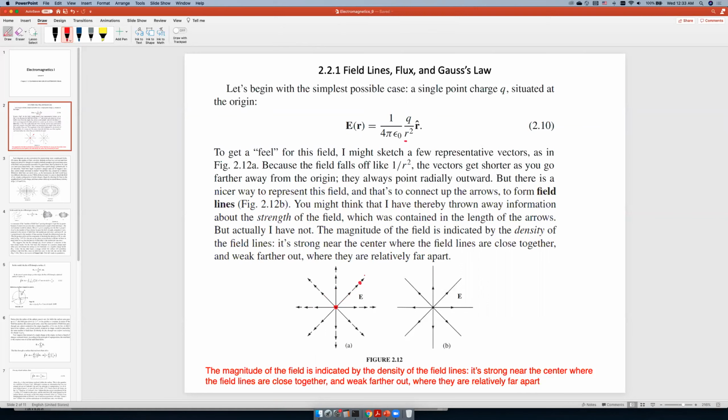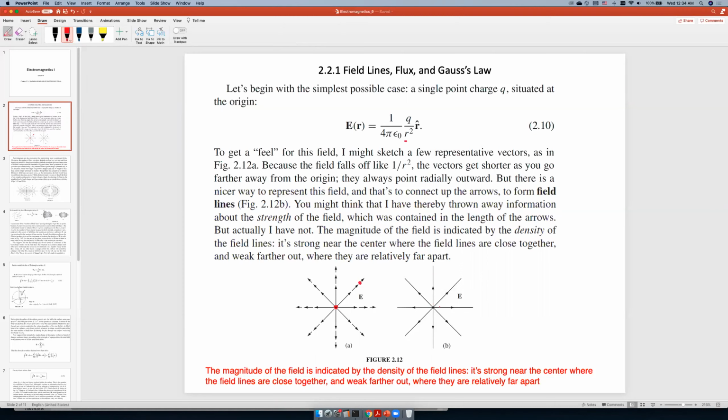However, there's another way which is easier to indicate the strength of the electric field, which is shown in figure B. In figure B, we use lines with arrows to indicate the direction of the electric field. We don't have to make big arrows or small arrows to indicate the strength. What we can do is use the density of electric field lines to indicate the strength of the electric field.